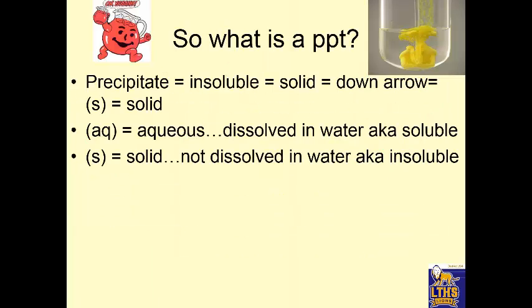Okay. Hey, what's a precipitate? A precipitate is a solid that comes from two things mixing. All right. So remember when I mixed the two clear liquids together and got that yellow stuff? That's a precipitate. So the state of matter you put next to precipitate is S for solid. Aqueous is dissolved, so it's not a precipitate. S is a solid, so it's not dissolved. That's called insoluble.